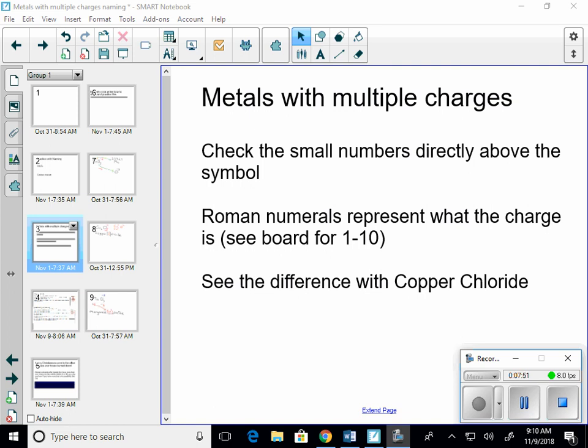Quite frankly, look at your alkaline metals. Beryllium, magnesium, calcium. What little tiny number do you see directly above all those? A 2, because all of those have a +2 charge. When I told you to write a big +2 above beryllium, that was just a big reminder. The tiny little numbers directly above the symbol actually tell you the charges of these metals.